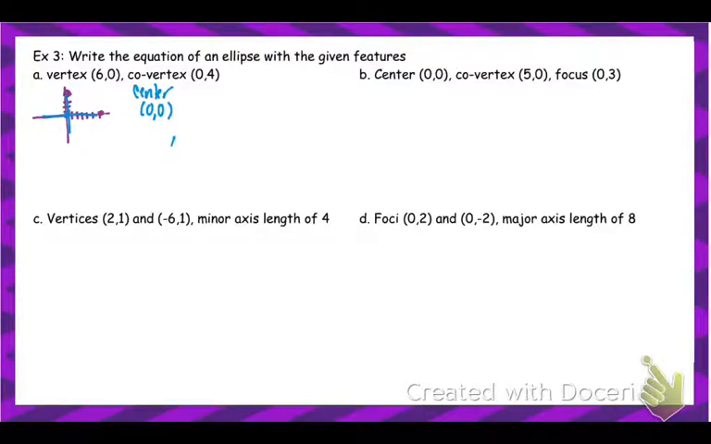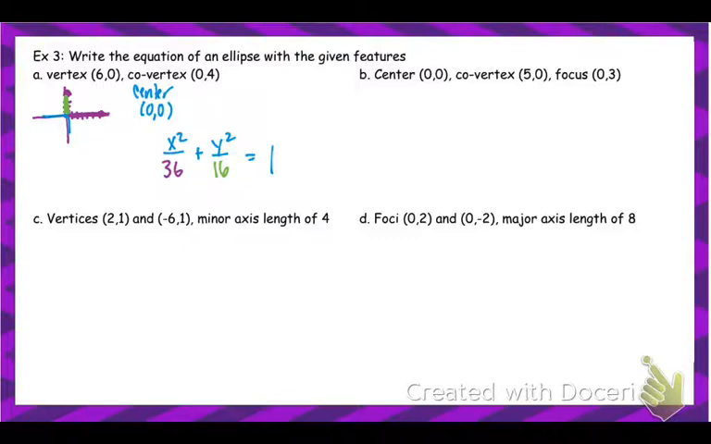Once I know my center, this is going to be x squared over something plus y squared over something equals 1. Below the x, that is how far I moved horizontally from the center to that vertex. That number squared is 36. Vertically, I moved a distance of 4. 4 squared is 16.